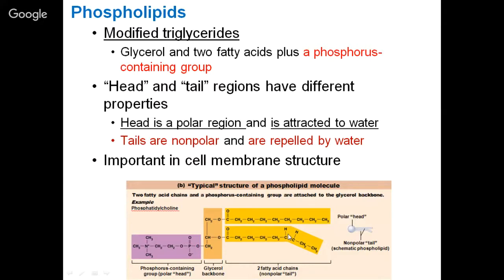hydrophobic region. And if you already know, or as you move on with the course, you will understand that phospholipids are a very important component of the cell membrane structure, and this hydrophilic and hydrophobic component is helpful for the arrangement of the plasma membrane phospholipids.